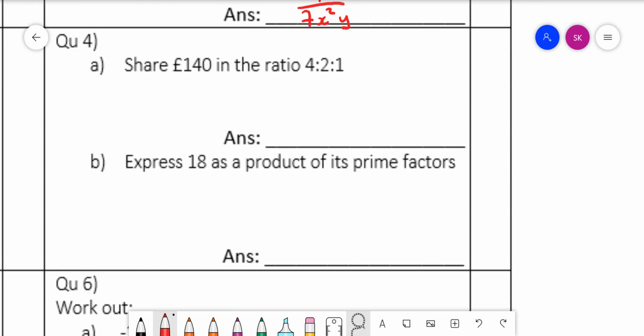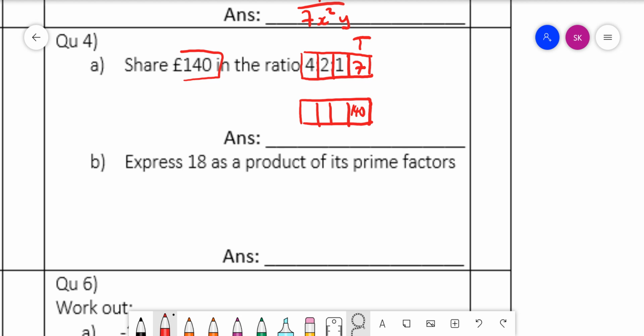Question 4 says, share £140 in the ratio 4 to 2 to 1. Ratio questions, box method with a total. So I write my box method, I write the total number of parts, and 4 plus 2 plus 1 is 7. And then I write the 140, because that is the actual total, underneath the 7. The connection is times 20, and then 4 times 20 is £80, 2 times 20 is £40, and 1 times 20 is £20. And together, 80 plus 40 plus 20 adds up to 140, so I know that that is correct.